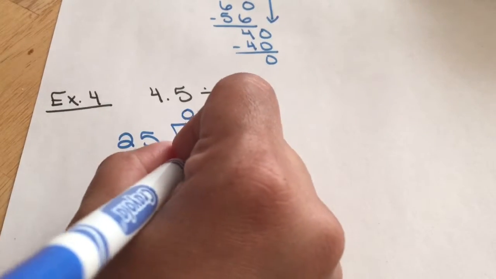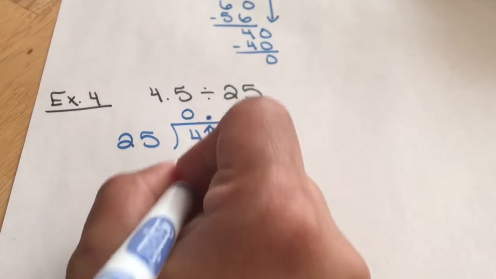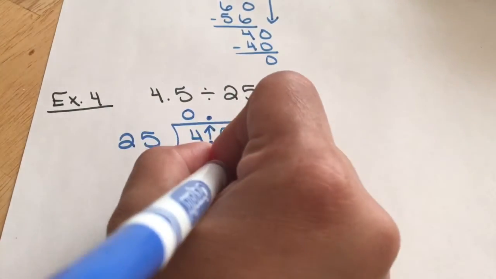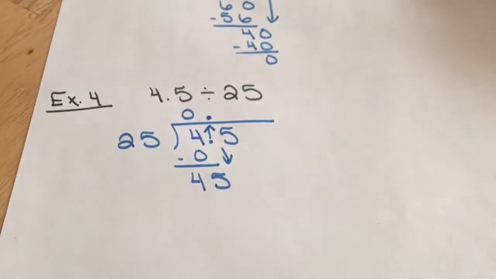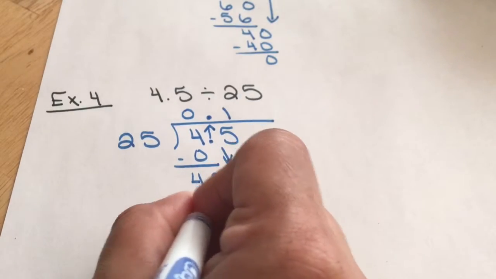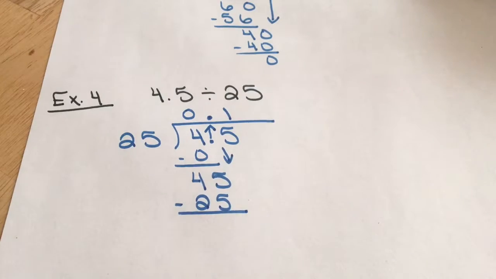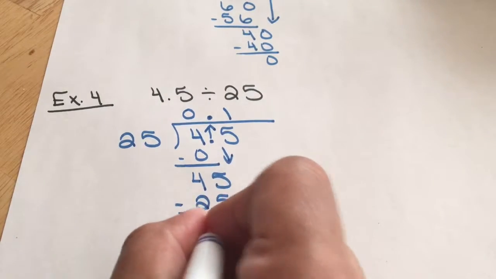0 times 25 is 0. 4 minus 0 is 4. I'm going to go ahead and bring down that 5. 25 goes into 45 one time. 1 times 25 we know is going to be 25. 45 minus 25 is going to be 20.